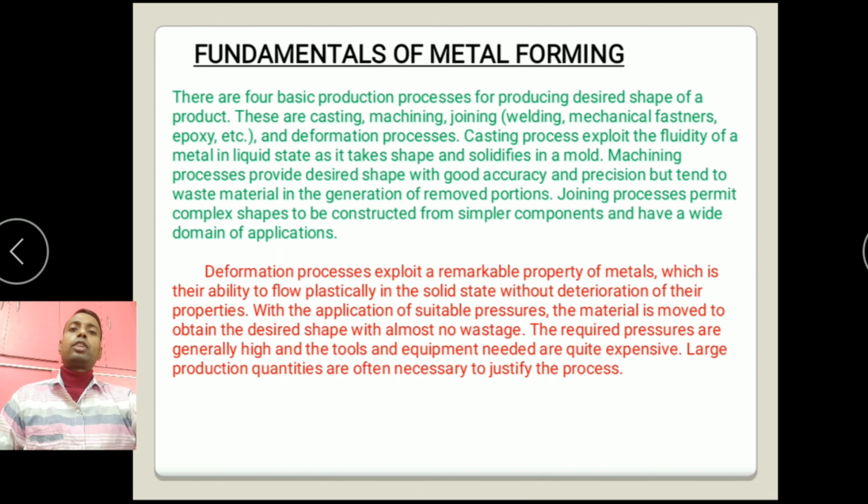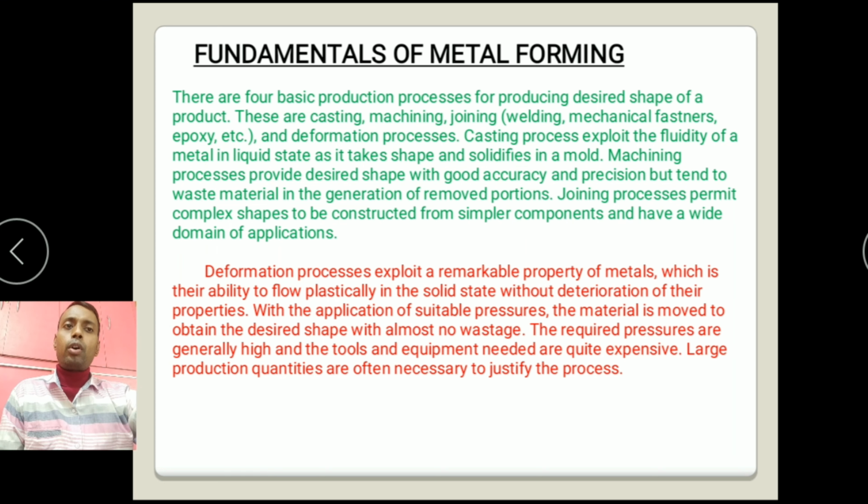Hello my dear friends. Today I want to discuss the introduction of metal forming process. What is that actually? There are four basic production processes for producing the desired shape of a product. These are casting, machining, joining and deformation process. Today's topic is actually deformation process.